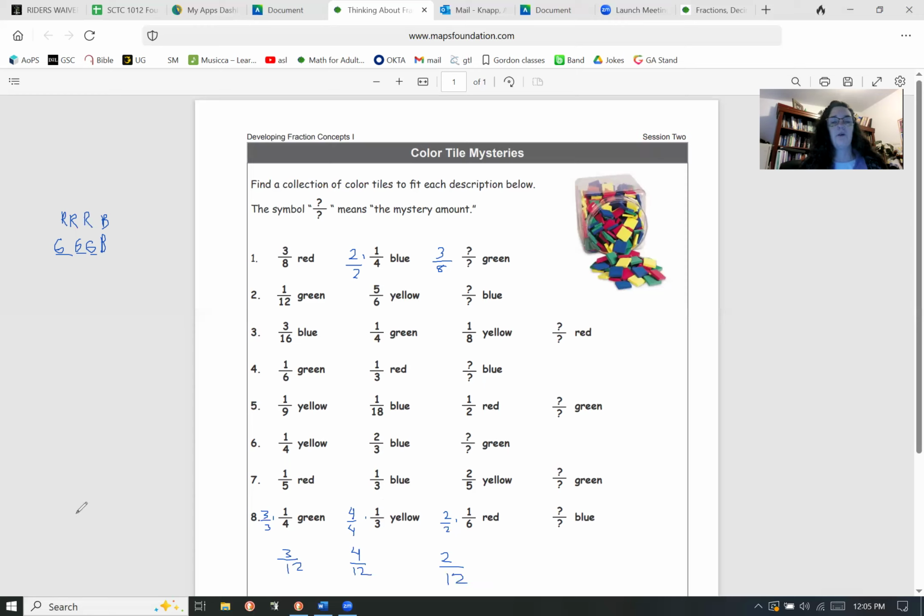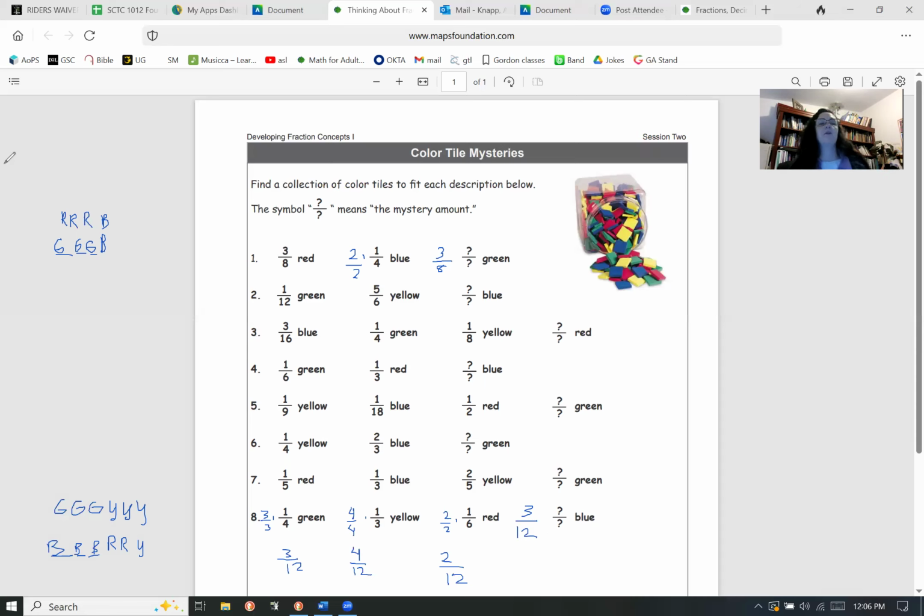So if we drew this out, 3 of the 12 green and 4 of the 12 yellow. Two of the 12 red. And then we can see we would need 3 more to complete our collection of 12. So we would need 3 of the 12 blue. So our answer would be 3/12ths.